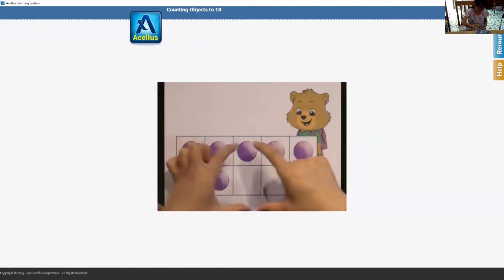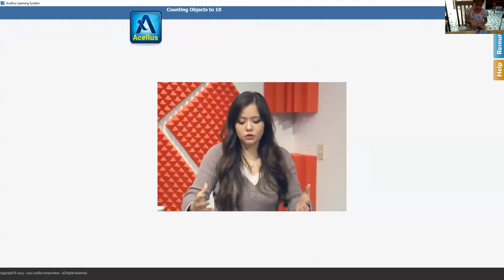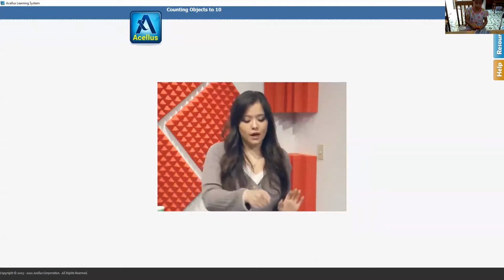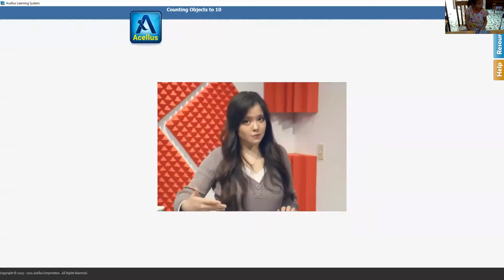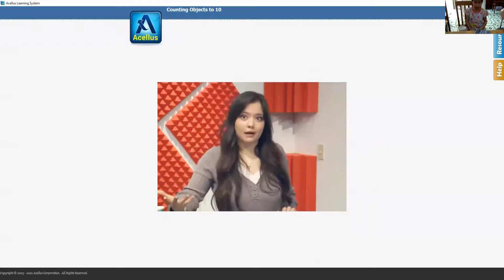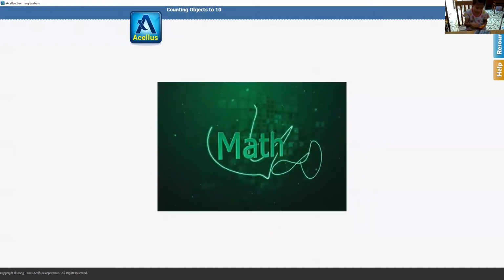Do you see this little frame here with the little boxes? It's called a 10 frame because there are 10 of these little boxes. You put one object in each box, and the 10 frame helps us line up the objects. It's really easy to count. So let's try counting these problems. We have 1, 2, 3, 4, 5, 6, 7, 8, 9. Now your turn.